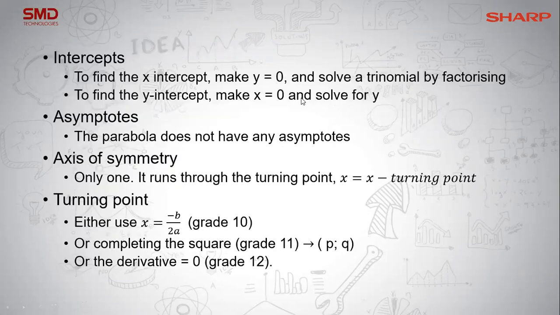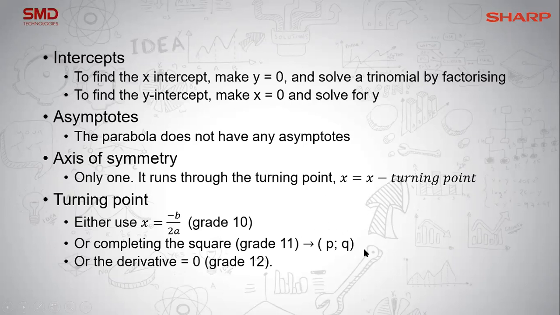Okay, then of course, for all the intercepts, to find the x-intercept you make y 0, and to find your y-intercept you make x 0. So I'm only going to mention that once. Your asymptotes, there are none for a parabola. You only have one axis of symmetry. So if you folded your parabola in half, it would be the point where your x turning point is.